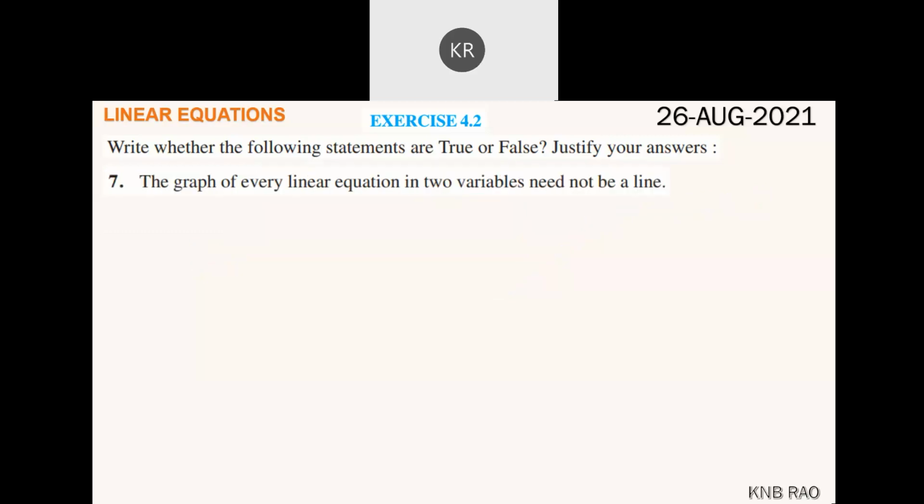Last question. Question number 7. We will wind up today's class with this. The graph of every linear equation in two variables need not be a line. False. It is definitely a line. He says not a line. It is compulsorily a line. Understood, children?